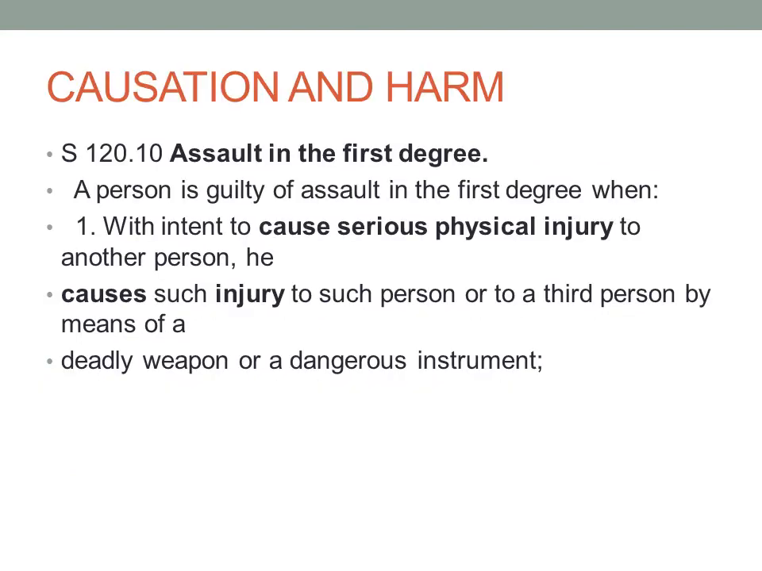So let's talk about this other element, or two elements. They go hand in hand. Assault. We're going to go back to assault in the first degree. A person is guilty of assault in the first degree when with intent to cause serious physical injury to another, he causes such injury to such person. So we have to have this thing called cause. The defendant actually has to be the cause of the harm. What's the harm? The serious physical injury.